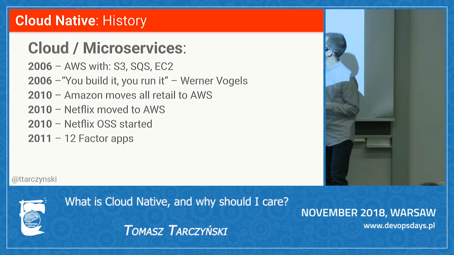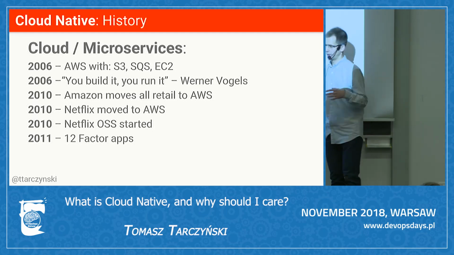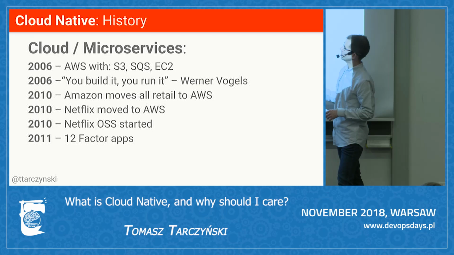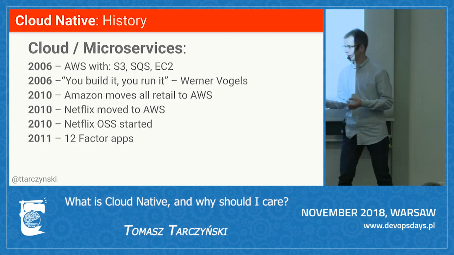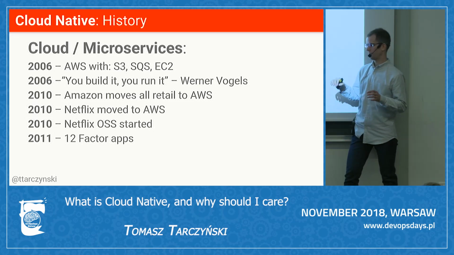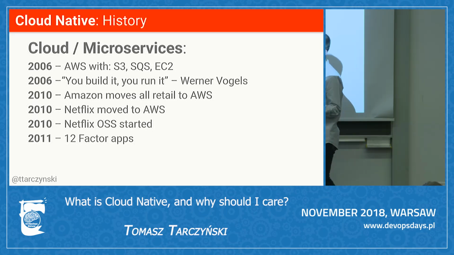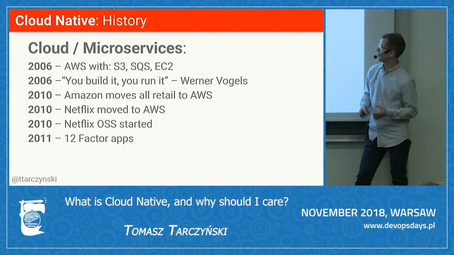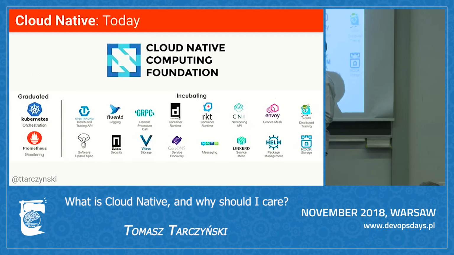In 2010, Amazon moved all of its retail to AWS, so they were all on their own cloud. And the same year, Netflix moved to AWS and also started their open source projects, making all of their cloud-related technology available to a wider public and letting us use those. And the next year, the 12-factor manifesto was first announced by Heroku.